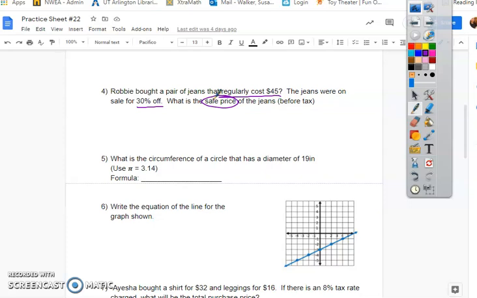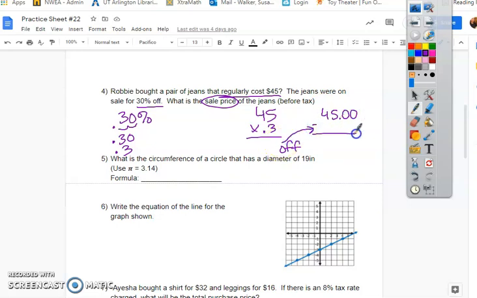So if you want to, you can do a model. That's perfectly fine. But I like to do the quick way, which is change the percent to a decimal and multiply. Does that sound familiar? Hopefully it sounds very, very familiar. Change the percent to a decimal and multiply. So your job is to multiply this. Whatever you get, that is your off. So your job is to take this number and subtract it off to find the sale price.